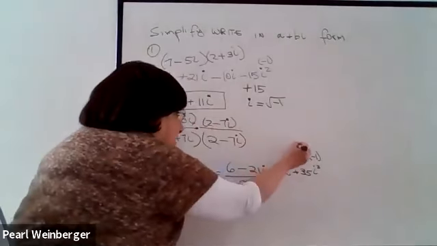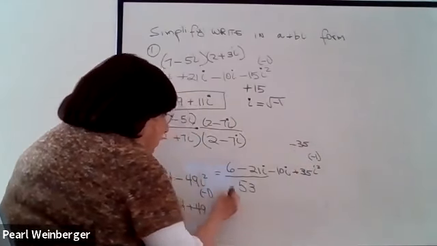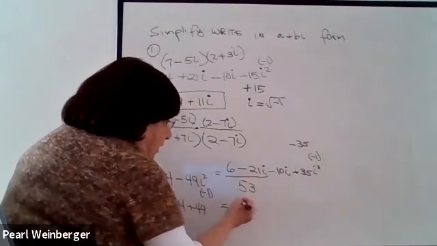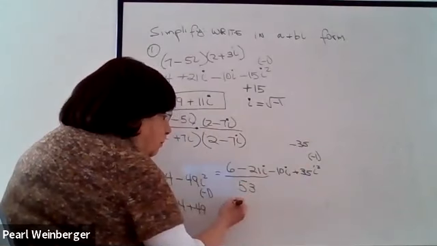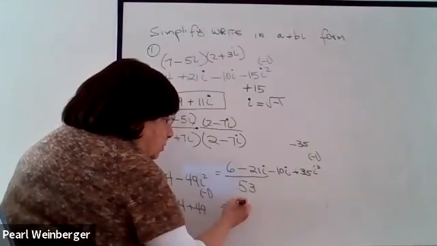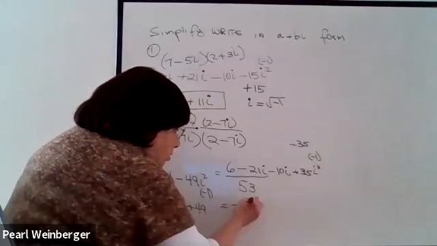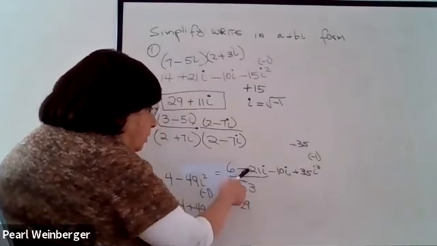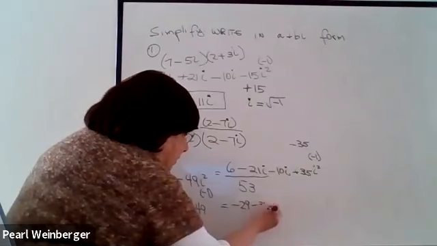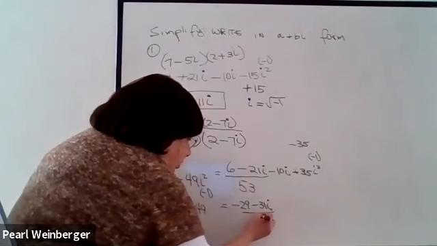So this becomes a negative 35, which gives me as my answer, I can combine the 6 and the negative 35. That gives me negative 29. And negative 21i and negative 10i gives me negative 31i. And this is all over 53.